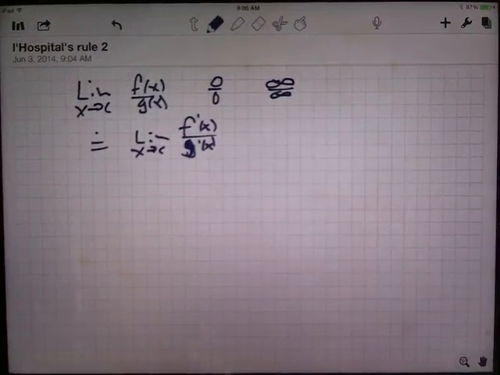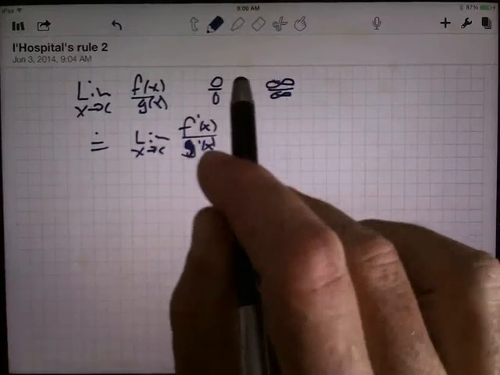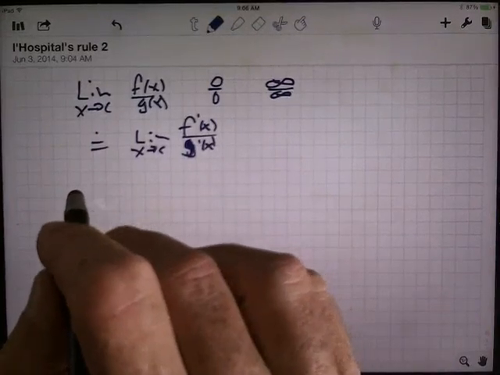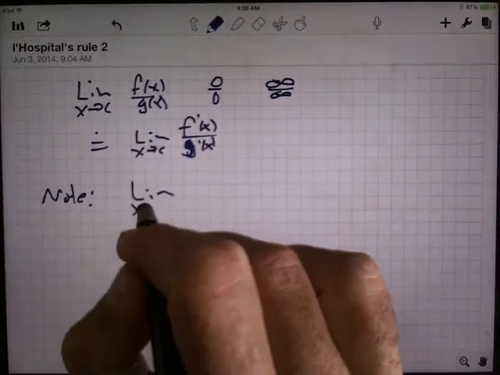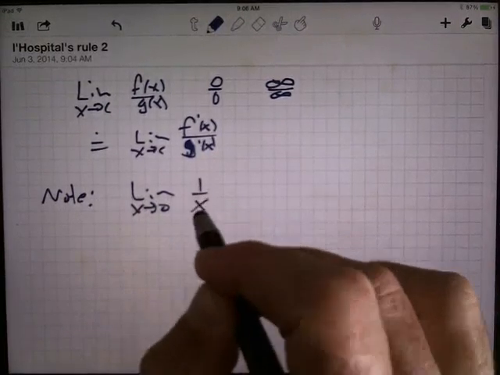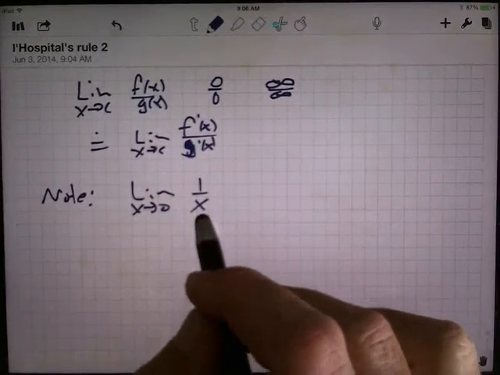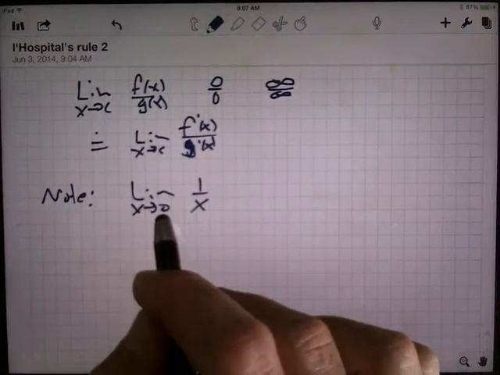Now, I have a couple of different ways of at least somewhat visualizing why this works. For one thing, I view 0 and infinity as reciprocals of each other in the following sense. Note that if you take the limit as x goes to 0 of 1 over x, this is the reciprocal function, right? If you plug in a 2, you get a half out. If you plug in a 5/3, you get a 3/5 out.